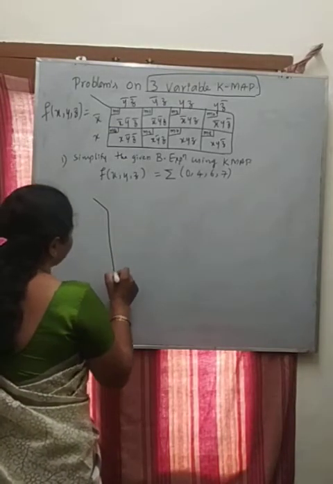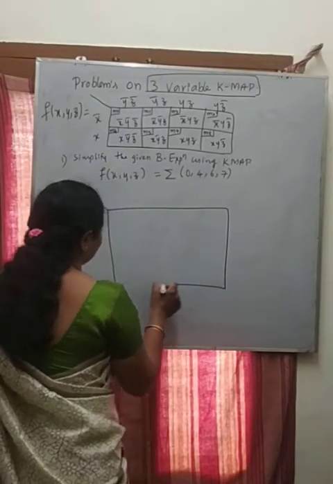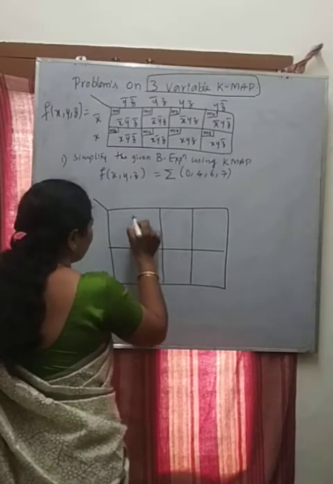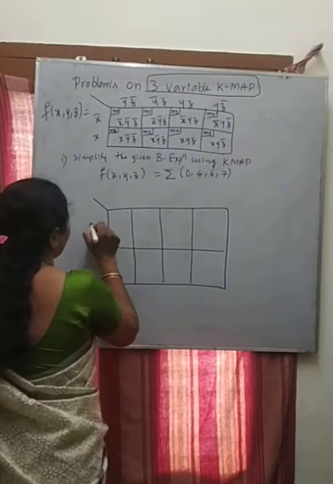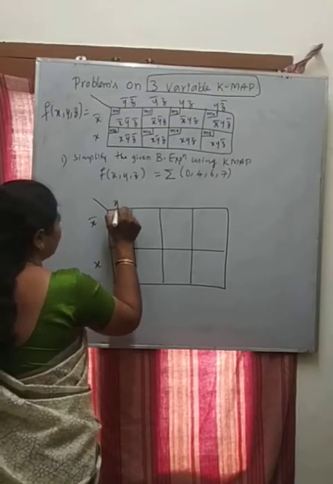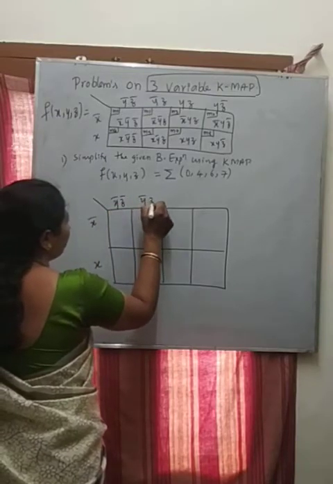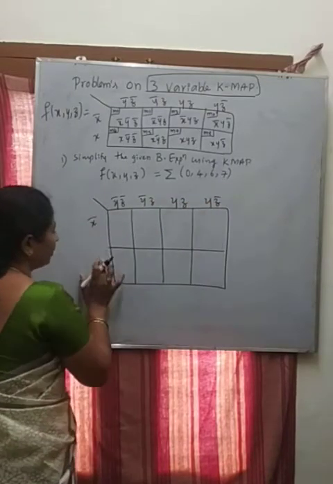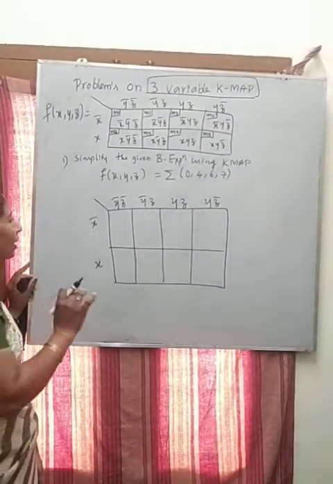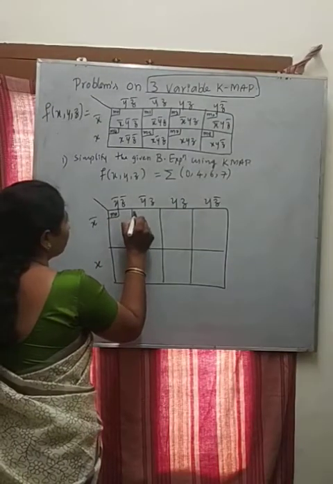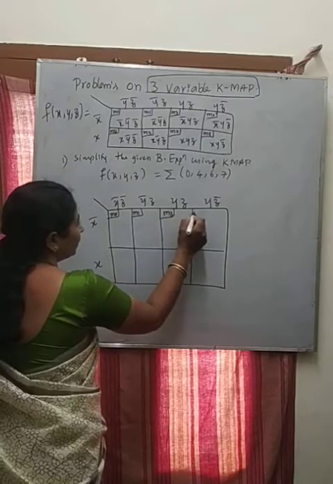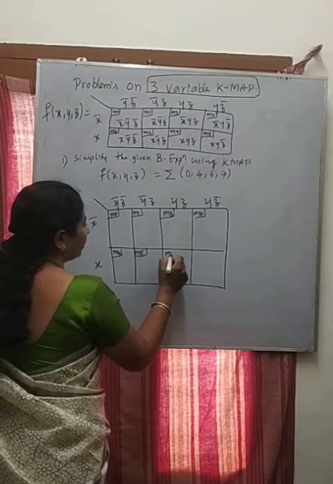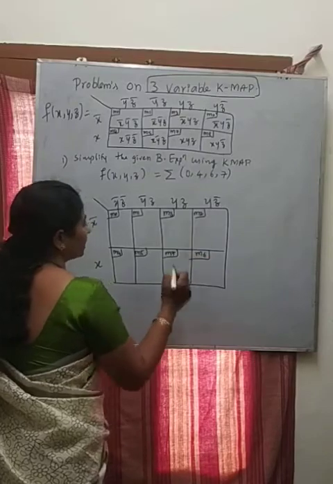Draw the table. This is compulsory for your reference. This is enough if you write perfectly. X complement, x, y z complement, y complement z complement, y z complement. These are fixed. You need to practice it, or you can remember, this is your M0, M1, M3, M2, M4, M5, M7, M6.